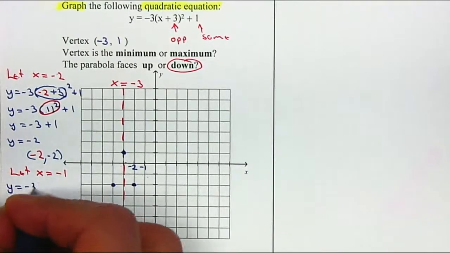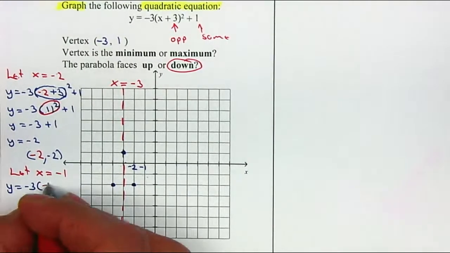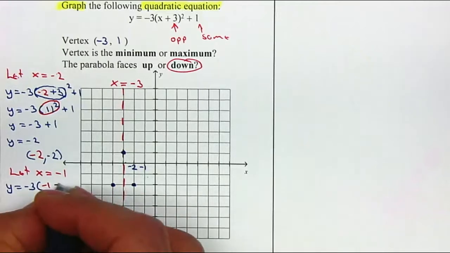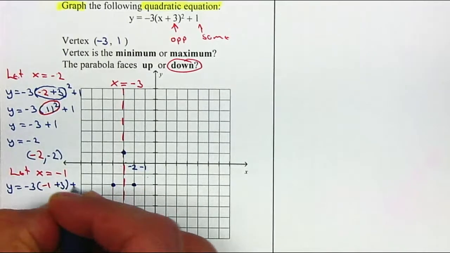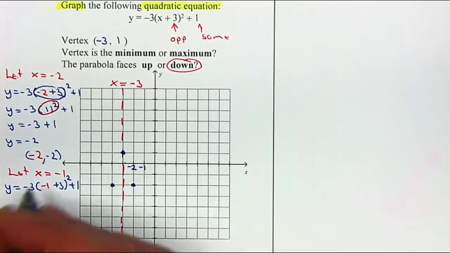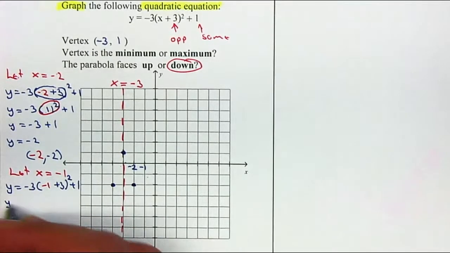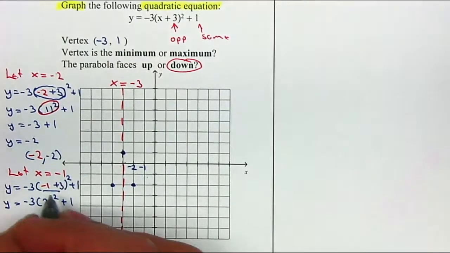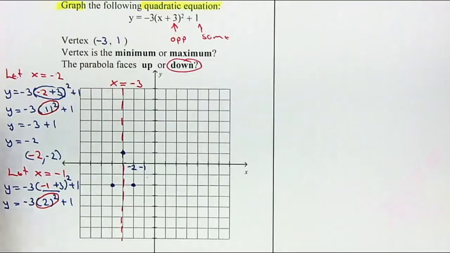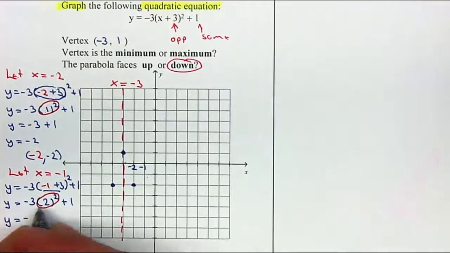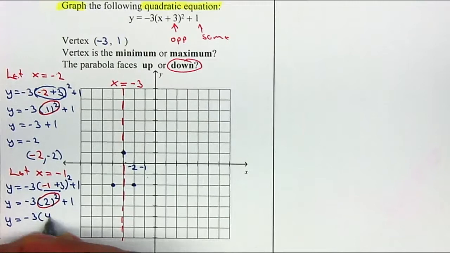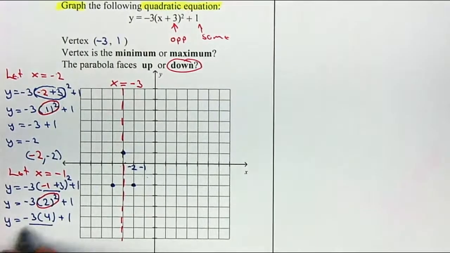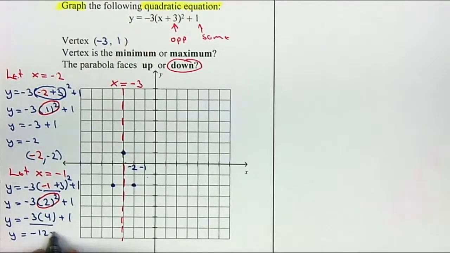y is equal to -3. Instead of the x, I'm going to plug in -1 plus 3 plus 1. And don't forget your square. Remember to first simplify what's inside the parentheses. So we have a -3. -1 plus 3 will give me a 2 squared plus 1. Square first. y is equal to -3 multiplied by 4 plus 1. Multiply it out. y is equal to -12 plus 1. y is equal to -11.